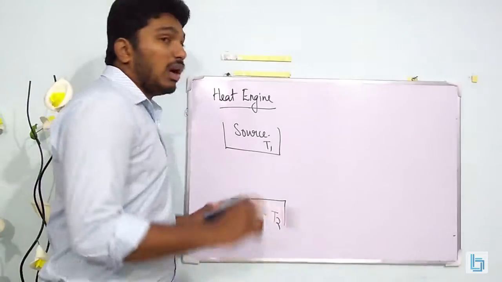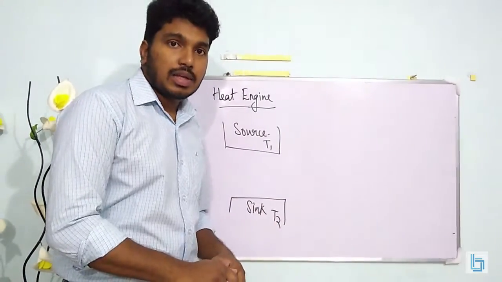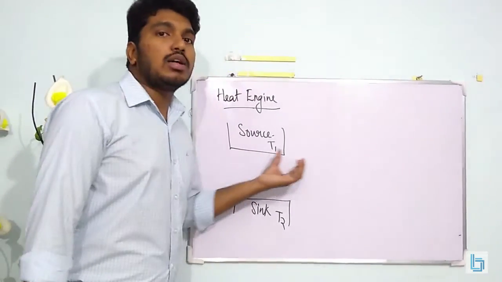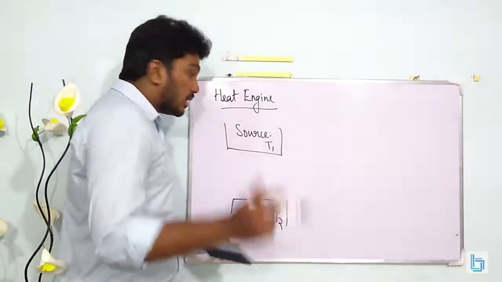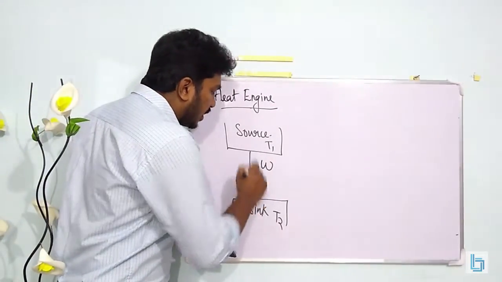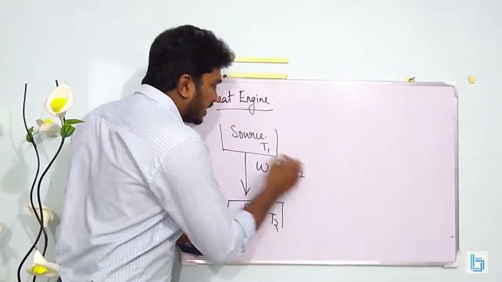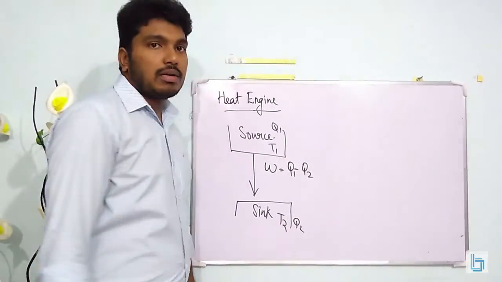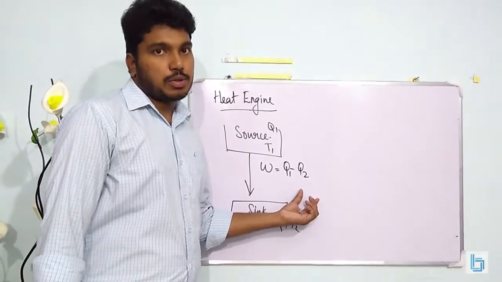So now, what is happening here? Let me tell you. From the source, some heat will be taken, and utilizing a part of the heat, some work will be done. So we can say that the work done will be equal to Q1 minus Q2. The heat taken is Q1 from the source, and Q2 is the heat given to the sink. So work done will be equal to Q1 minus Q2.